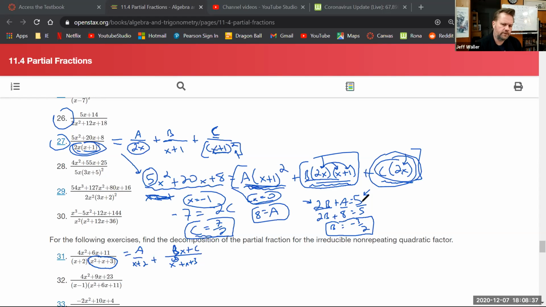You could have picked any term you wanted to. Also, whoever said to plug these in, that'll work too. But do you see how that's going to take longer than it needs to?